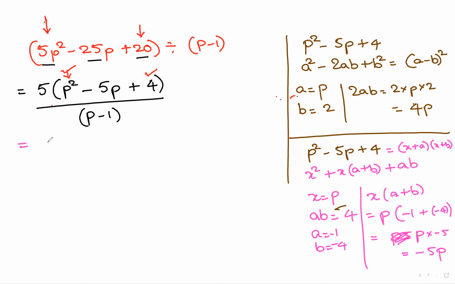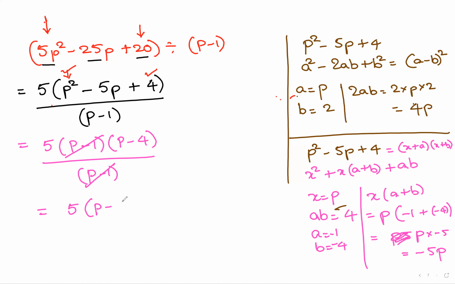So let us go back. 5 times, what is x? P. What is a? Minus 1. Plus of minus is minus 1, into p minus 4, divided by p minus 1. If I cancel these both, so what will be the answer? 5 times p minus 4. Is it clear, everyone?